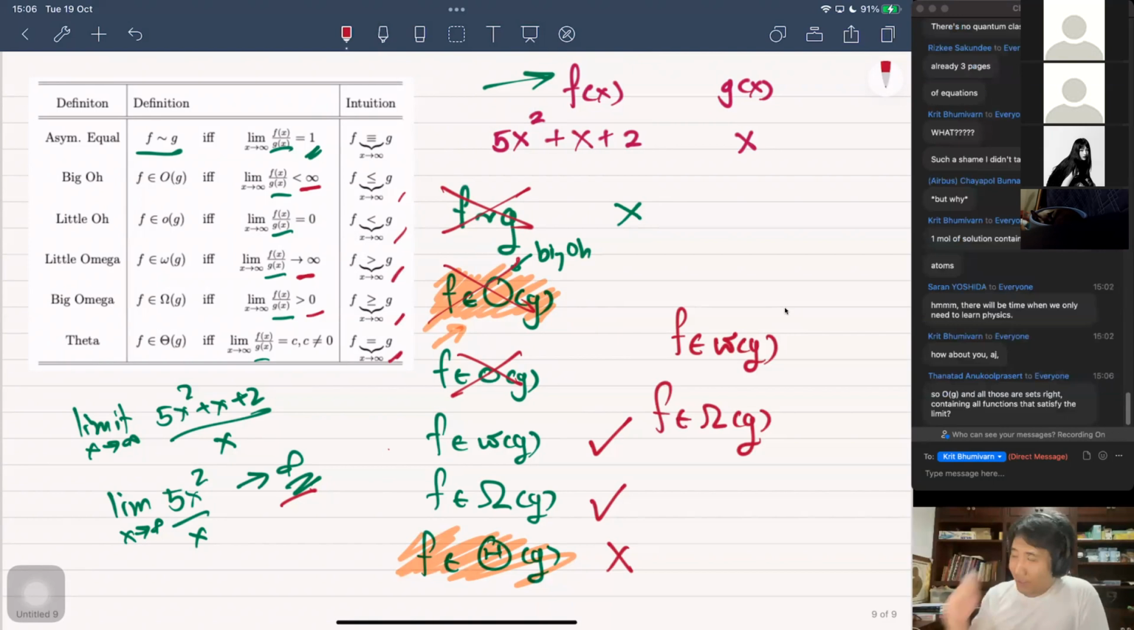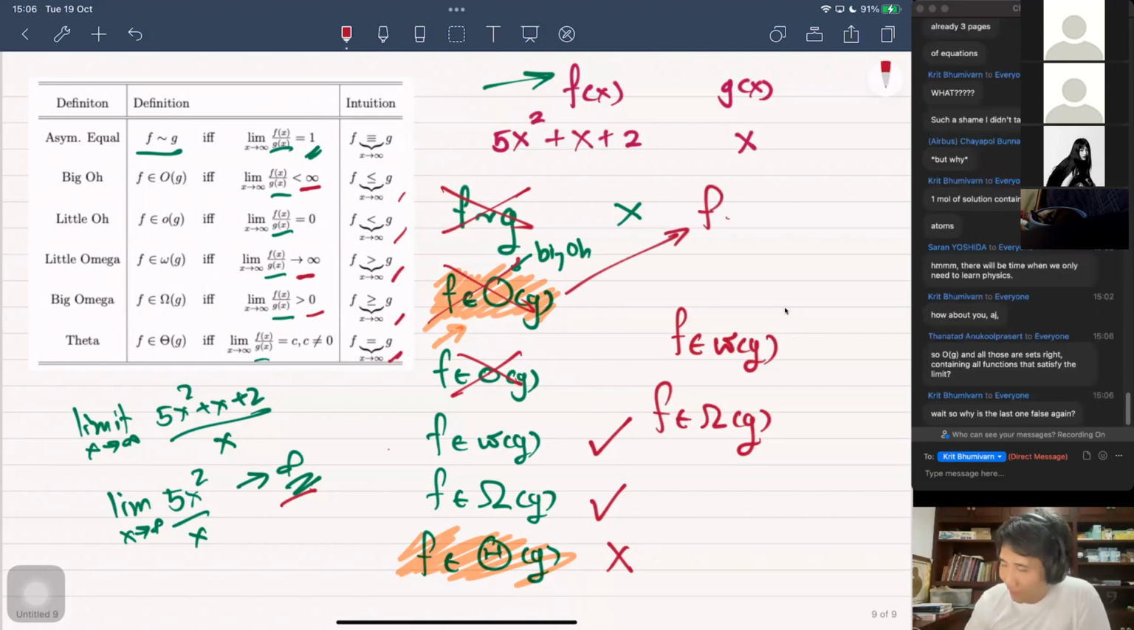You're going to see people do this. Some people are going to write like this. It's the same thing, but it's not correct. Why is the last one false again? Oh, it asks whether it's equal to some constant that is not 0. So the last one should be like 5 or 10, not infinity, and not 0. Okay, that's good. Any other question?